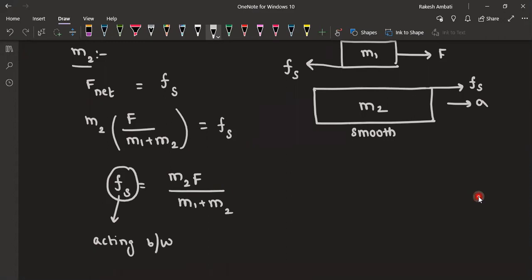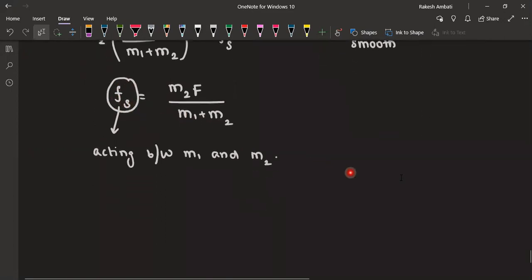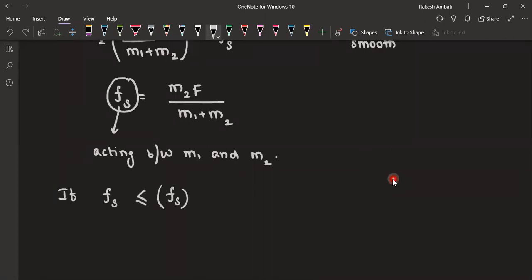Sir, here the ground is smooth, no? Correct. This frictional force is acting between M1 and M2. Now what is the conclusion here? If this Fs is less than or equal to Fs maximum, how do they move? Together, with equal acceleration. If Fs is greater than Fs maximum, they move independently.